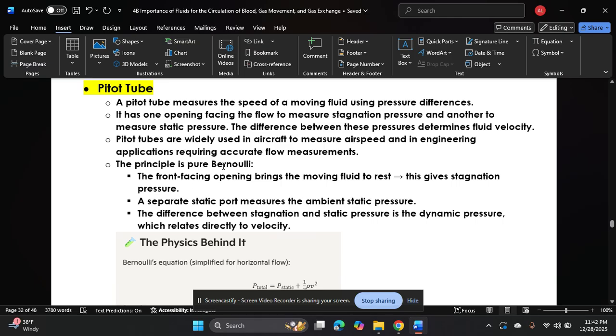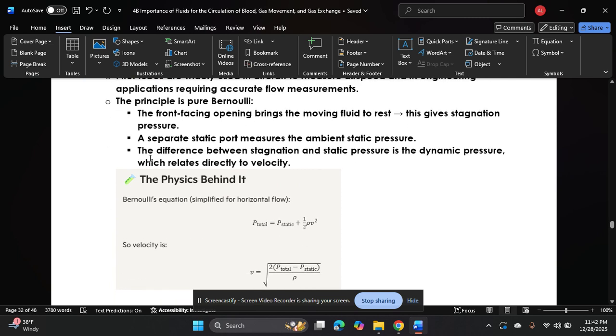So the principle is pure Bernoulli. The front-facing opening brings the moving fluid to rest. This gives stagnation pressure. A separate static port measures the ambient static pressure. The difference between the stagnation and the static pressure is the dynamic pressure, which relates directly to velocity.